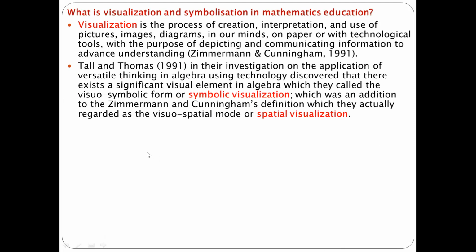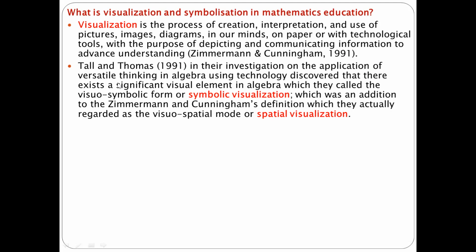Also in 1991, Tall and Thomas, in their investigation on the application of versatile thinking in algebra using technology, discovered that there exists a significant visual element in algebra, which they called the visual symbolic form or symbolic visualization, which was an addition to the Zimmerman and Cunningham's definition, which they regarded as the visual spatial mode or spatial visualization.